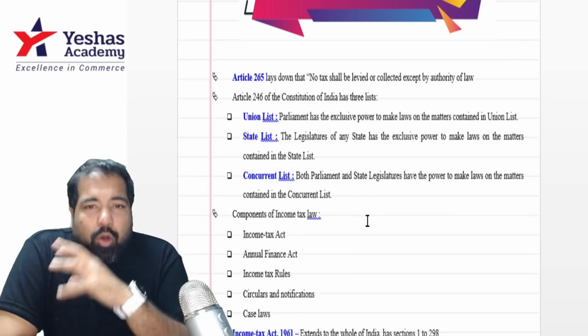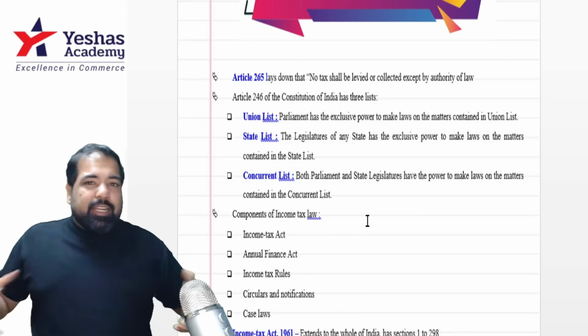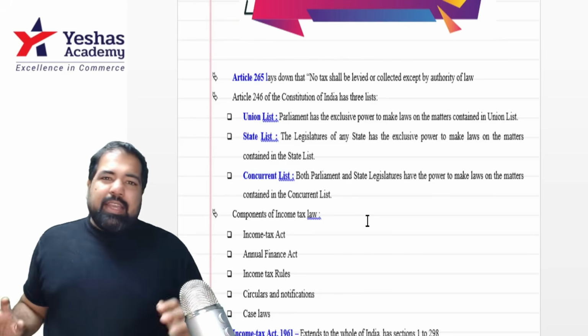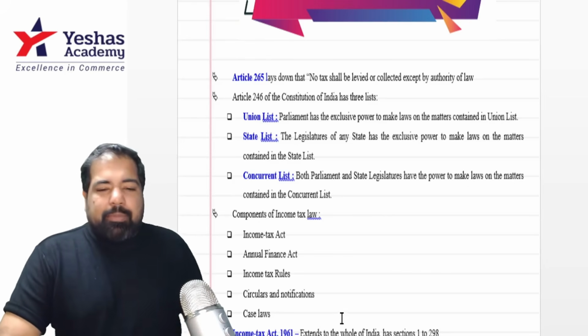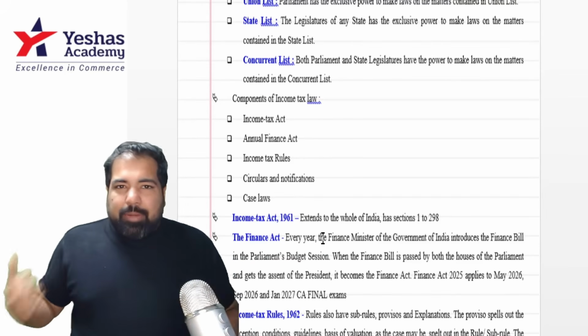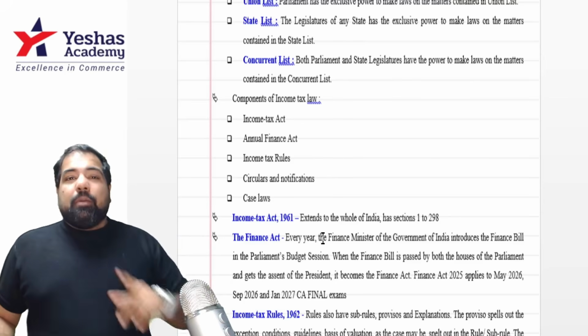Union list. All the matters in the union list, the central government decides. The matters in the state list, the state government decides. And the matters in the concurrent list, both of them, they can decide. So these are some of the things. Tax is generally, income tax is generally in the union list. Basically, the central government levies income tax. Income tax components. First, Income Tax Act, 1961. So has it changed? Yes, it has changed, but not for your exam.